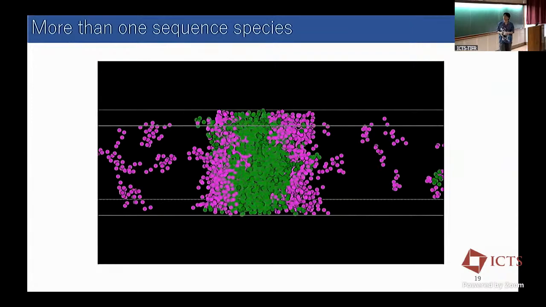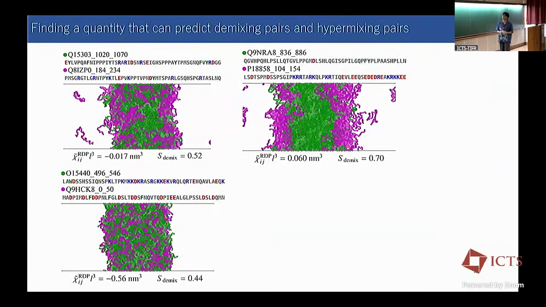Now, if we run this simulation for many different combinations of these sequences, you see that it really depends on the sequence what would happen. And that example is depicted here, the movie that I showed you. In these two specific sequences, they would basically demix and not come together. But there are cases where it looks more mixed or random.